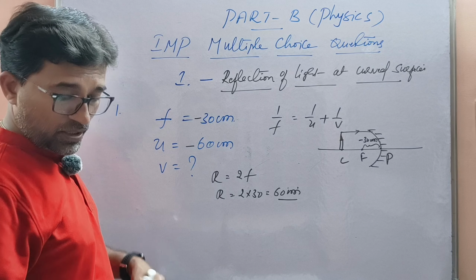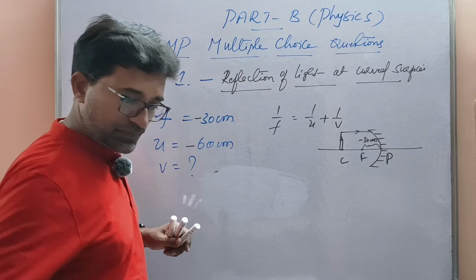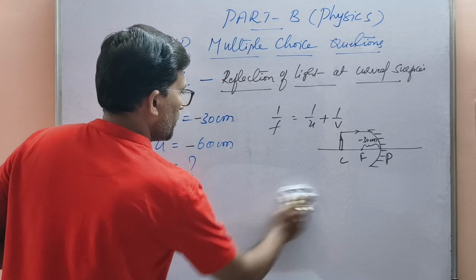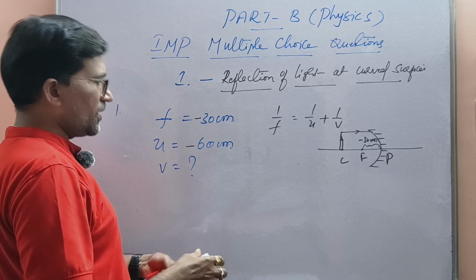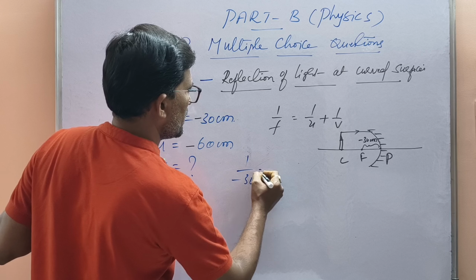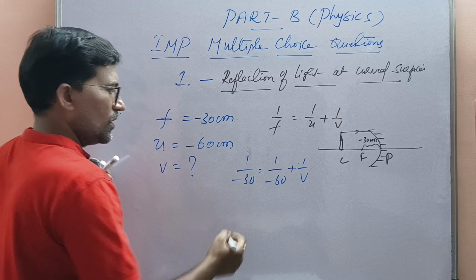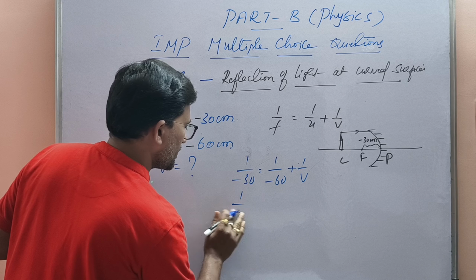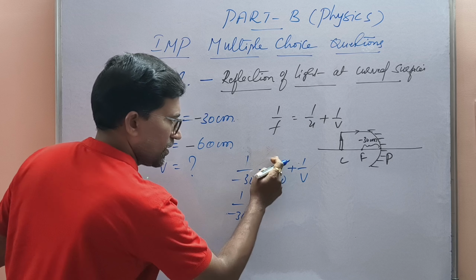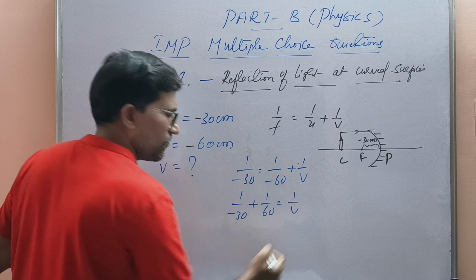Then use the mirror formula: 1 by f is equal to 1 by u plus 1 by v. Now you have to substitute. 1 by f is 1 by minus 30, is equal to 1 by u, which is minus 60, plus 1 by v. Now 1 by minus 60, if you bring it to this side, it will become plus. So minus 1 by 30 plus 1 by 60 is equal to 1 by v.